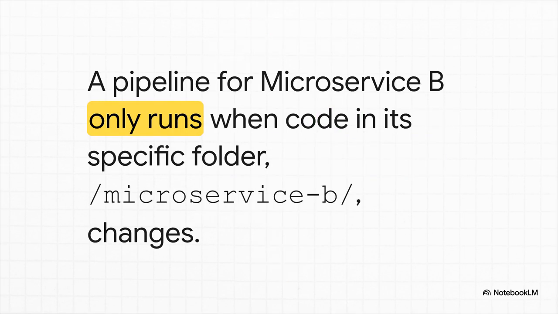The solution is actually pretty elegant. Path-based triggers. You just configure your pipeline to watch specific folders. So, a change in the microservice B folder only triggers the pipeline for microservice B. All the others are left untouched. This makes your whole build process way faster and a whole lot more efficient.